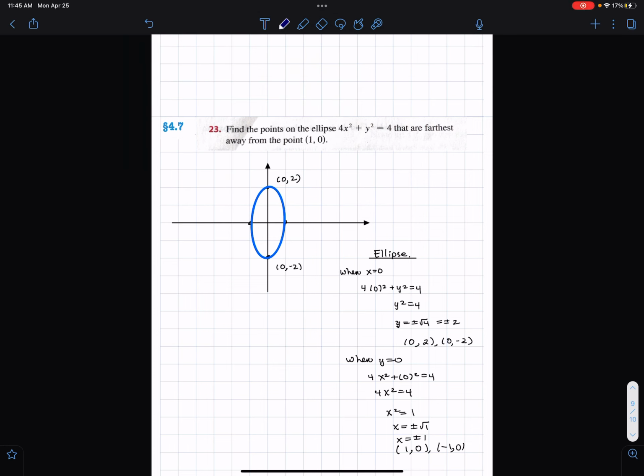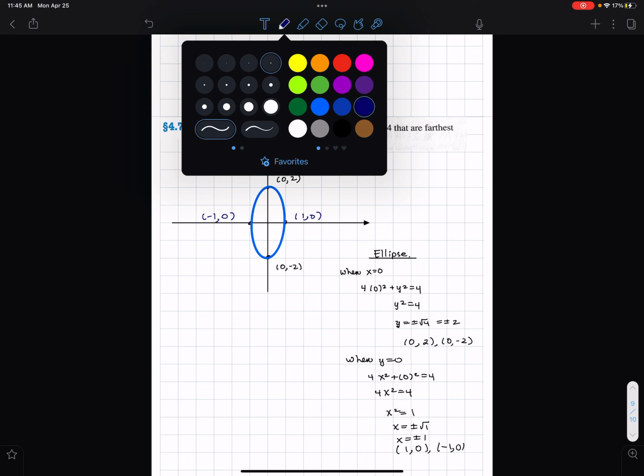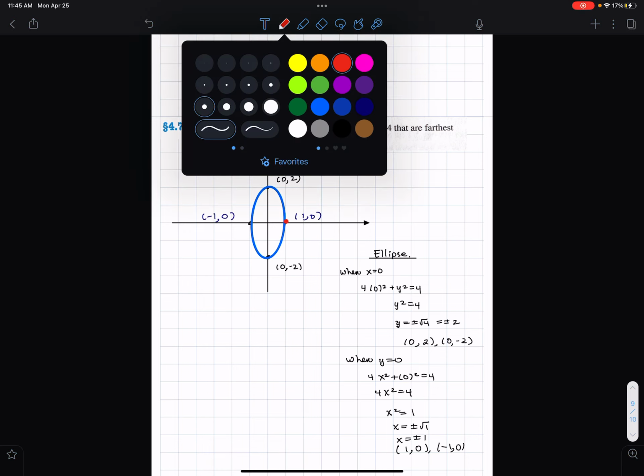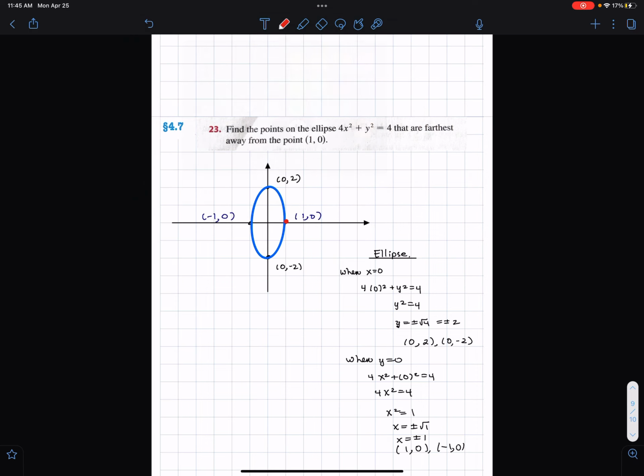Okay, so I have this point here is (1, 0), and then I have (-1, 0). Now, (1, 0) is the point that we're given, and we're trying to find points on the graph that are, what does it say, closest or farthest? Actually, let me look at it. I think it's farthest.